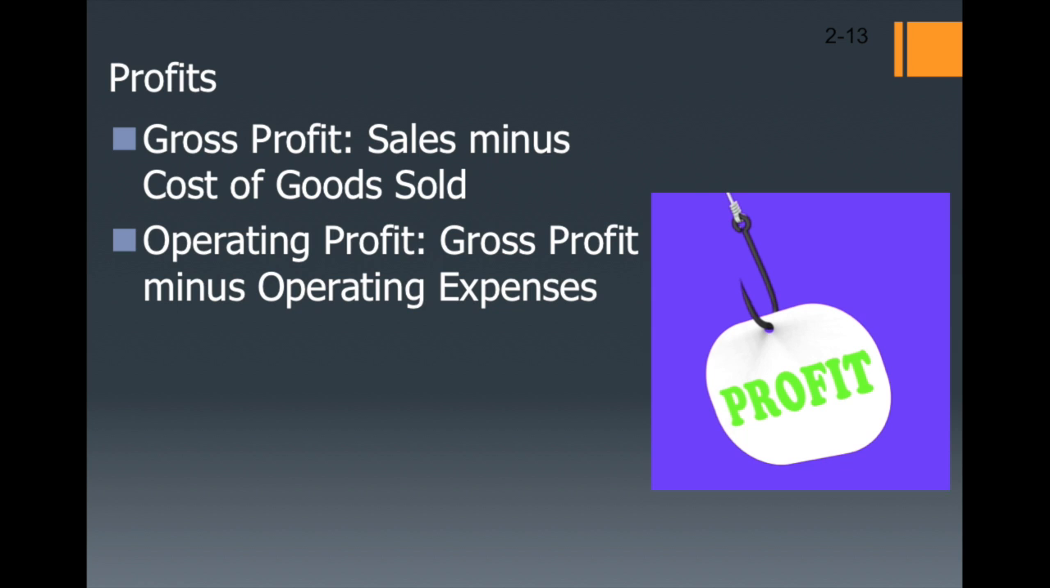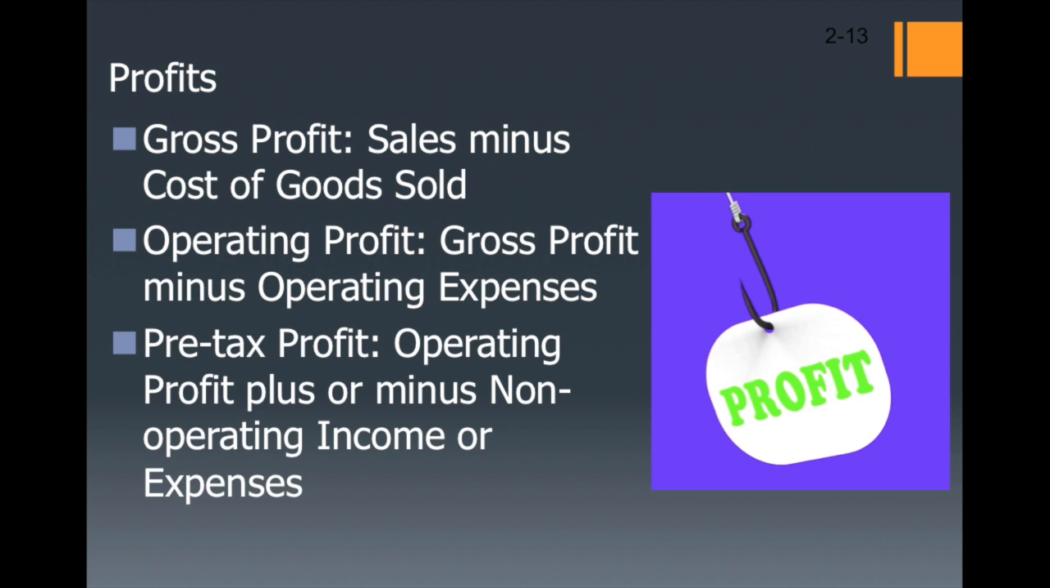Well, then there's also operating profit. We have gross profit, but then we've got other operating expenses, things like overhead expenses, the salaries of the top executives, advertising expenses, R&D expenses. That gives us our operating profit. Well, then we're going to have pre-tax profit: operating profit plus or minus non-operating income or expenses.